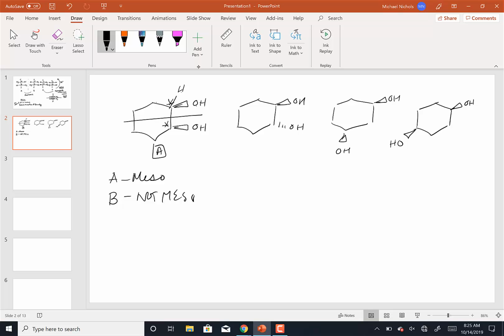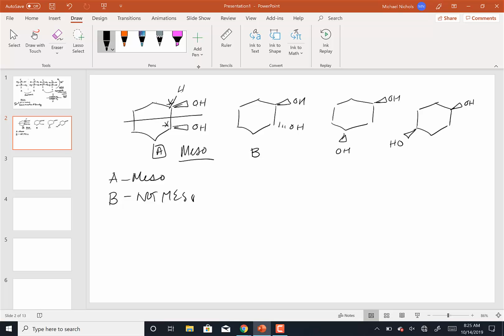So the mirror plane cuts the molecule in half so that the top half is the same as the bottom half. I don't have to flip. I don't have to rotate. It just cuts the molecule right in half. Okay, so this one is meso. So A is meso. Does that make sense to everybody? Okay, how about B? What's B?